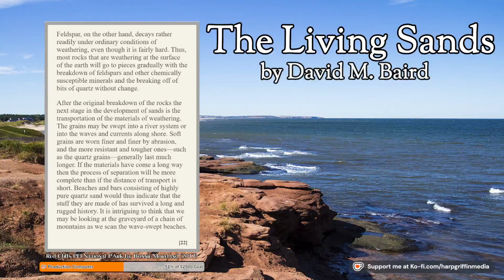If the materials have come a long way, then the process of separation will be more complete than if the distance of transport is short. Beaches and bars consisting of highly pure quartz sand would thus indicate that the stuff they are made of has survived a long and rugged history. It is intriguing to think that we may be looking at the graveyard of a chain of mountains as we scan the wave-swept beaches.